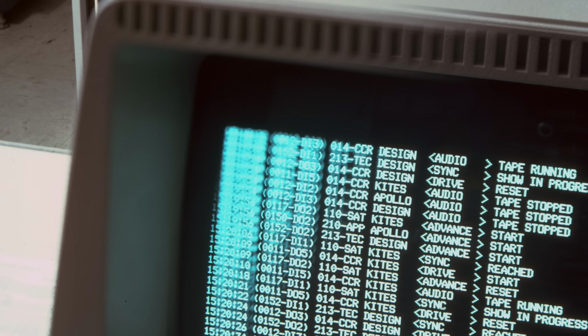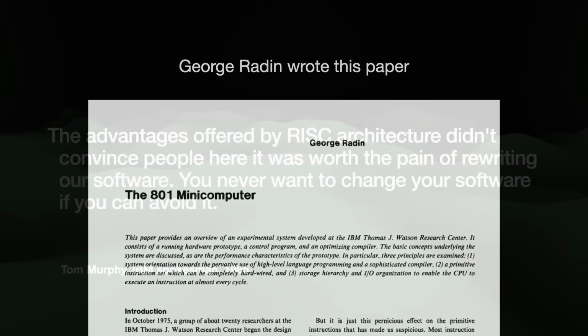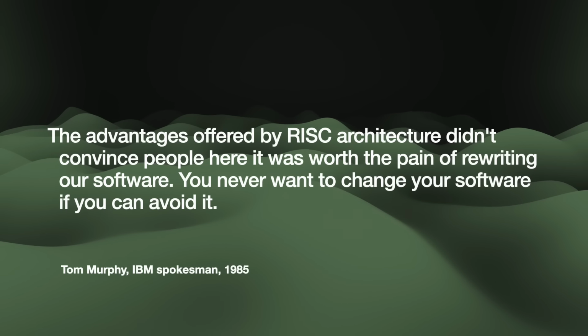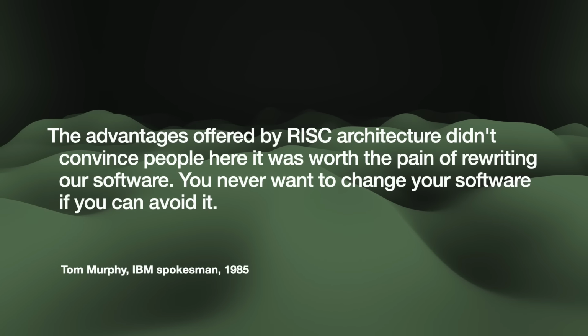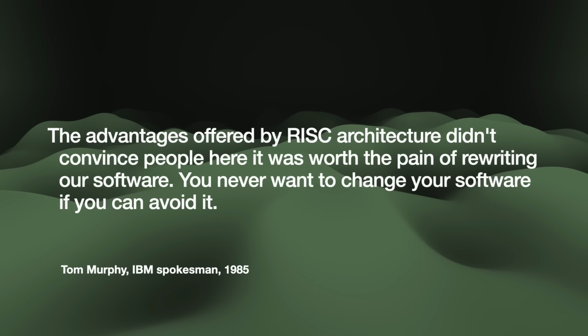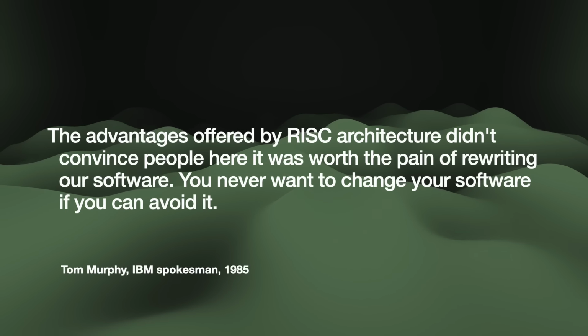Original IBM 801 team member George Radin recalled executives emphasizing that IBM customers had invested a lot into their existing software and that it would be daunting to get them to move to a brand new architecture. Tom Murphy of IBM told InfoWeek in 1985, "The advantages offered by RISC architecture didn't convince people here it was worth the pain of rewriting our software. You never want to change your software if you can avoid it."